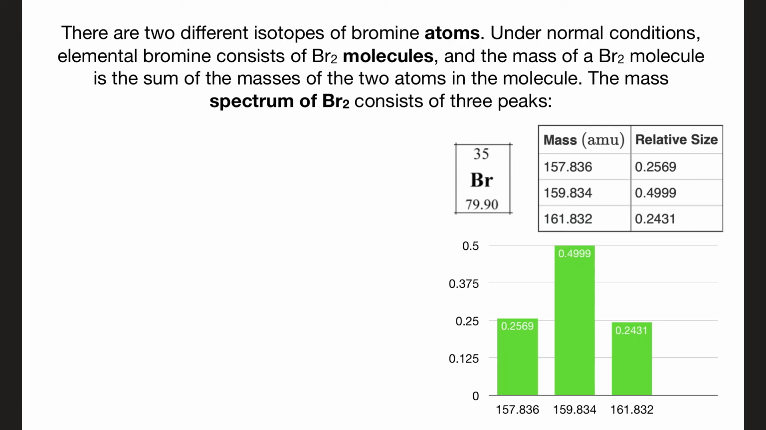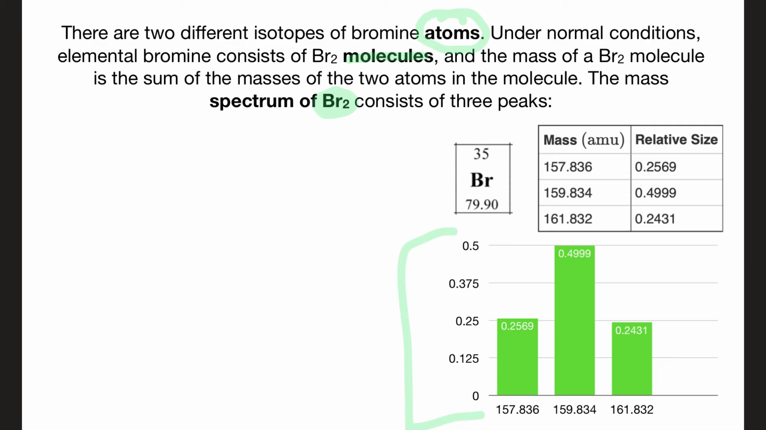And then the last problem, and this is the one you emailed me about. And I really think this one's going to come down to careful reading of the problem. So the problem reads, there are two different isotopes of bromine atoms. Under normal conditions, elemental bromine is bromine molecules. And the mass of the bromine molecule is the sum of the masses of the two isotopes in the molecule. This mass spectrum down here is of Br2. It's of the molecules. It's not of the atoms.